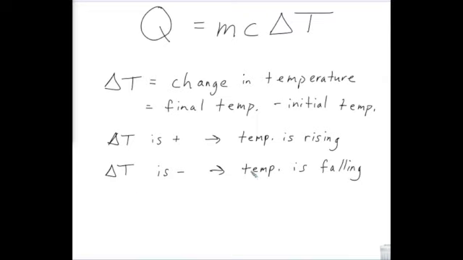Okay, so that means if we start at one temperature and we go to a higher temperature, it's going to be delta T of positive, and if we start at a temperature and we fall to a lower temperature, delta T is going to be negative.